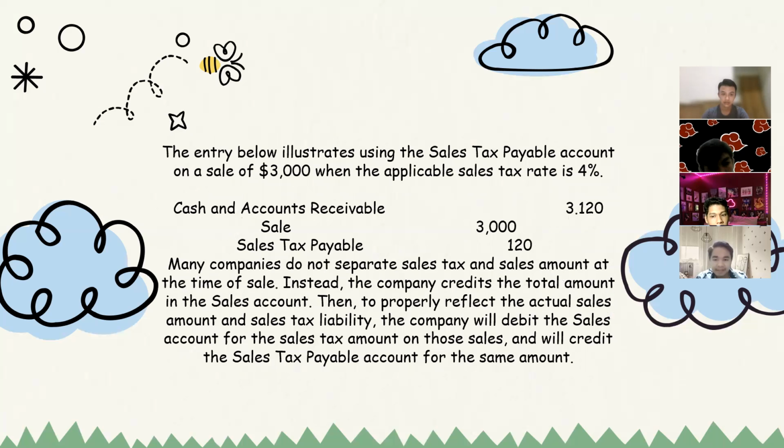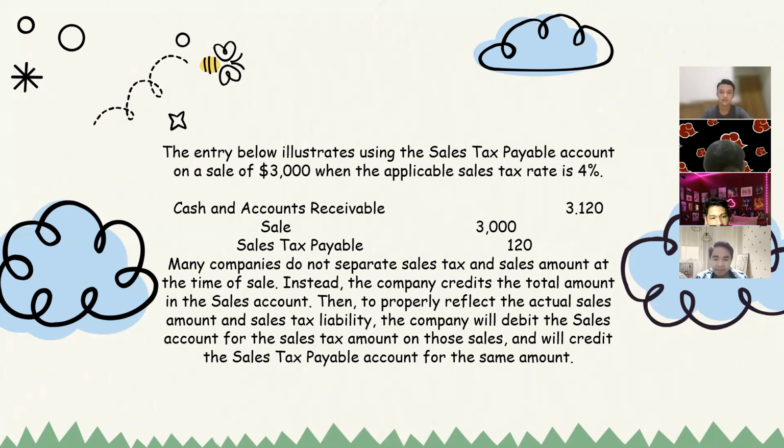And the next is the example. The entry below illustrates using the sales tax payable account on a sale of $3,000 when the applicable sales tax rate is 4%. The journal entry is: cash and accounts receivable 3,120, sales 3,000, sales tax payable 120.